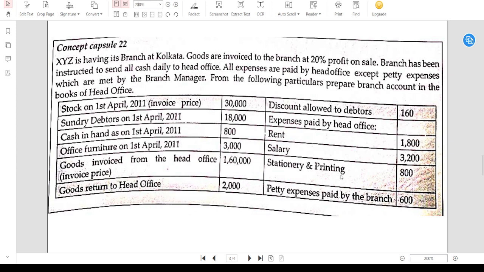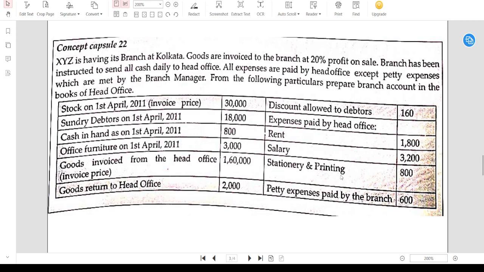So XYZ Limited is having a branch at Kolkata. Goods are invoiced to the branch at 20% profit on sale. Branch has been instructed to send all cash daily to head office, meaning please send the cash to me daily. All expenses are paid by the head office except the petty expenses which are made by the branch manager. From the following particulars, prepare branch account in the books of the head office.